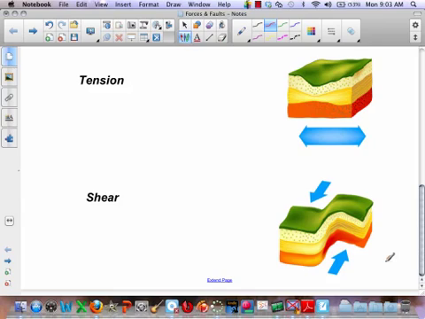Bend until it breaks. It still bends. No. With wood, you're not so much going to get this. You might a little bit. But you definitely will with metals.